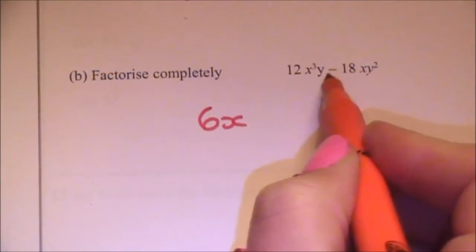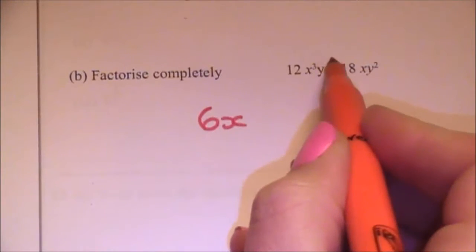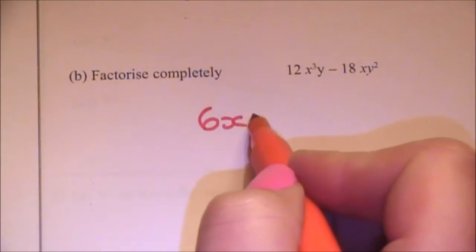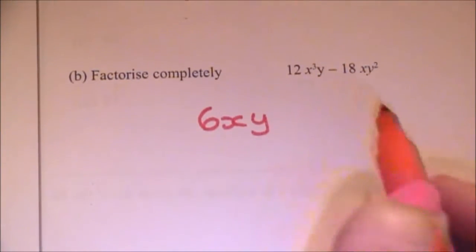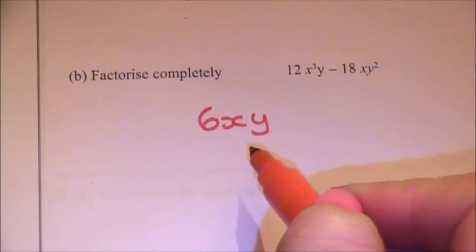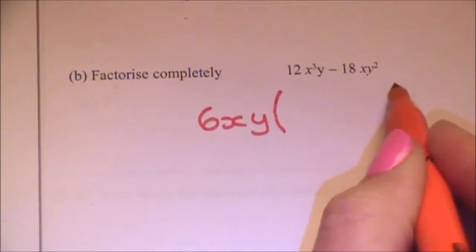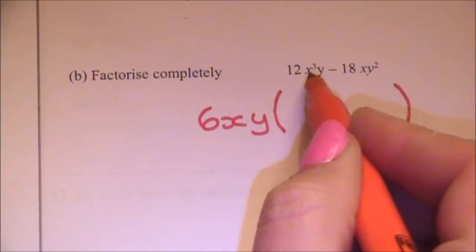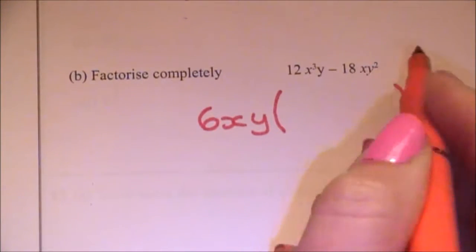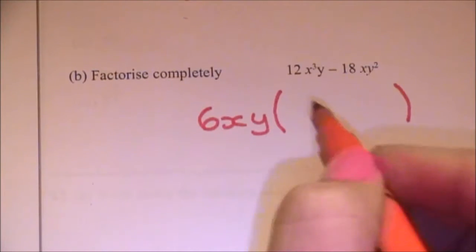And yes, I have a y in both. There's no powers on that y and there's 2 on there. So I'm limited by the fact that there's only 1 there. So my highest common factor is 6xy. Now I put my brackets in and I decide how I'm going to multiply that in order to get back to my original. Numbers first.